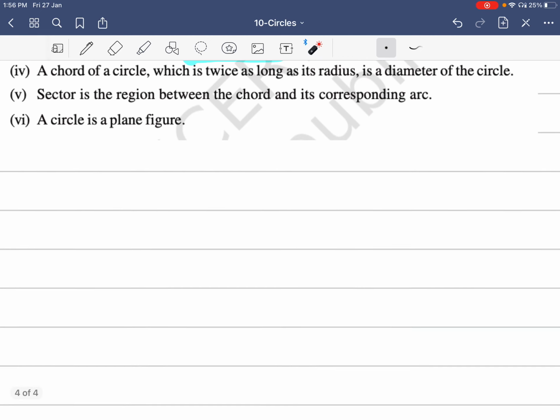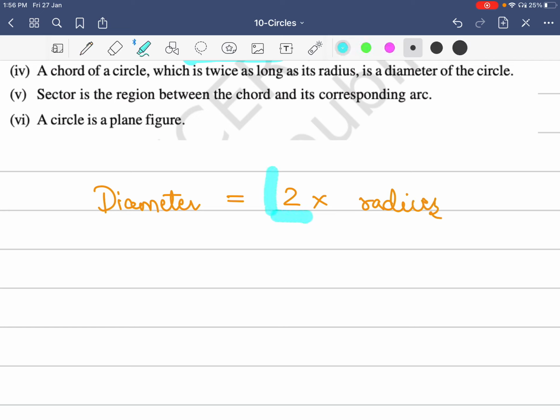So let's go to question number 4 now. A chord of a circle which is twice as long as the radius is a diameter of the circle. Once again, this is checking the basic definitions of radius and diameter. We all know that the length of the diameter is always 2 times the length of its radius. This number 2 is very important.